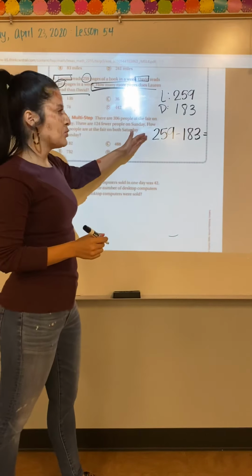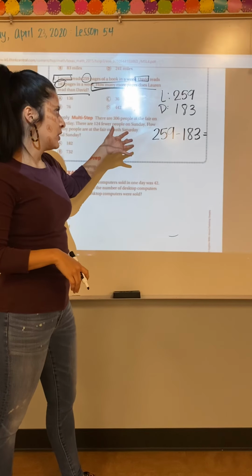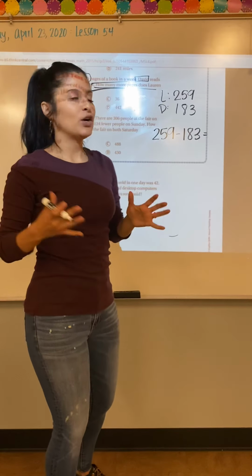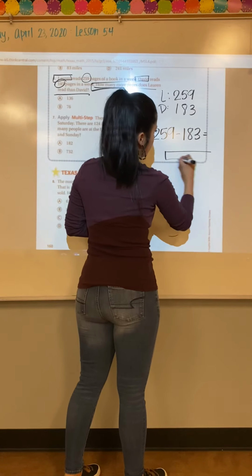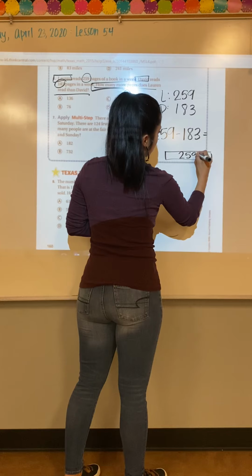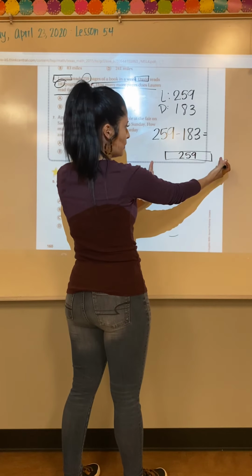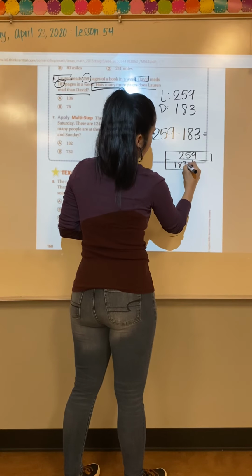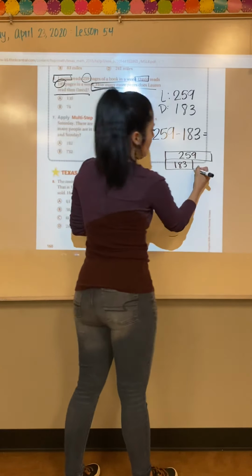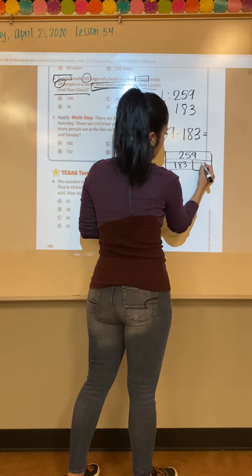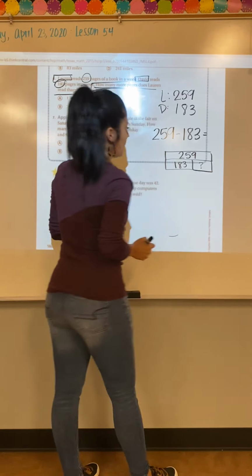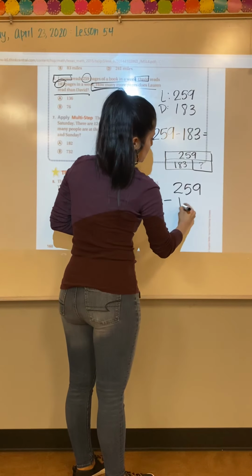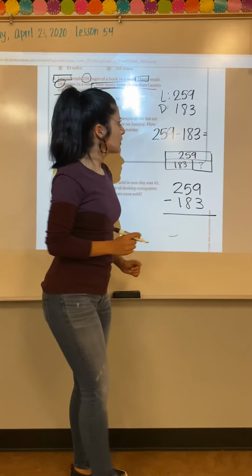Okay, let's practice more on our strip diagram. Are we increasing our amount? No. So we already have our total here. We have 259. And of that whole, of that total, I'm going to take out 183. And when I take out 183, I'm going to find my missing number. Okay, so 259 minus 183.